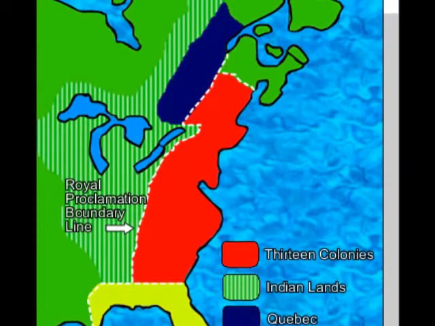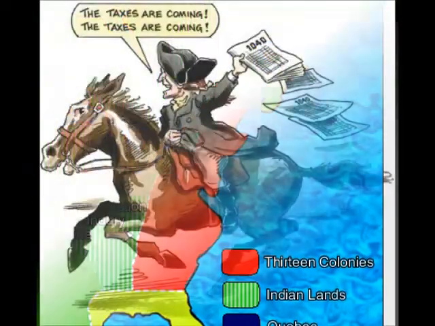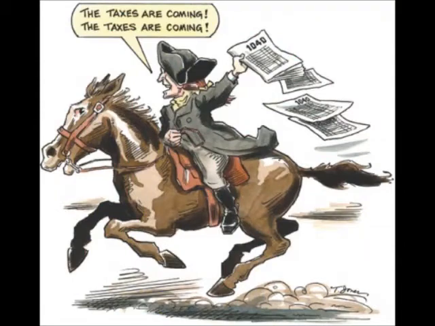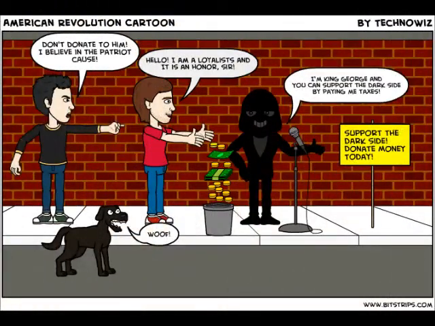Many ignored this royal decree. Another way British Parliament decided to recoup the cost of the war was by heavily taxing the colonies. Many colonists felt that this new taxation system was unfair because they had no say or representation. Thus, the term "taxation without representation" was coined.